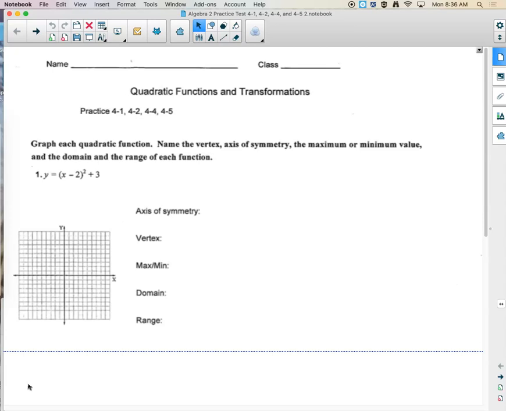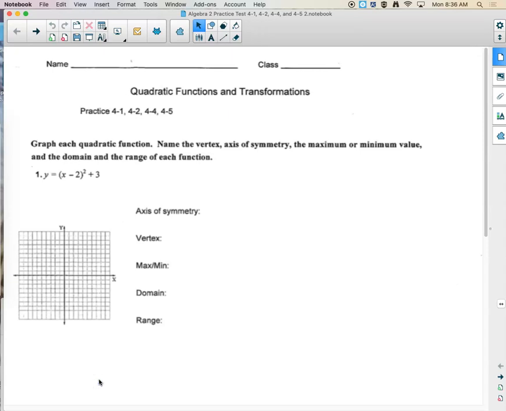All right, we've got 4 sections we're doing this practice test for. And yes, we did skip 4.3. That was the one on using the calculator to get a curve of best fit. And we're not going to do that because it's not a standard. So now we've got quadratic functions and transformations.